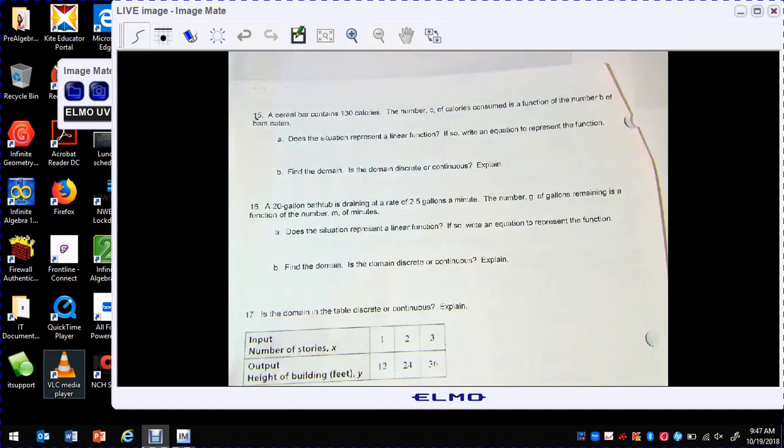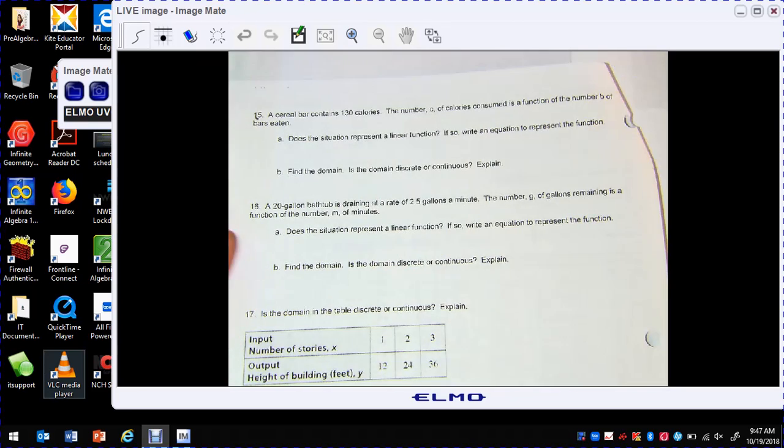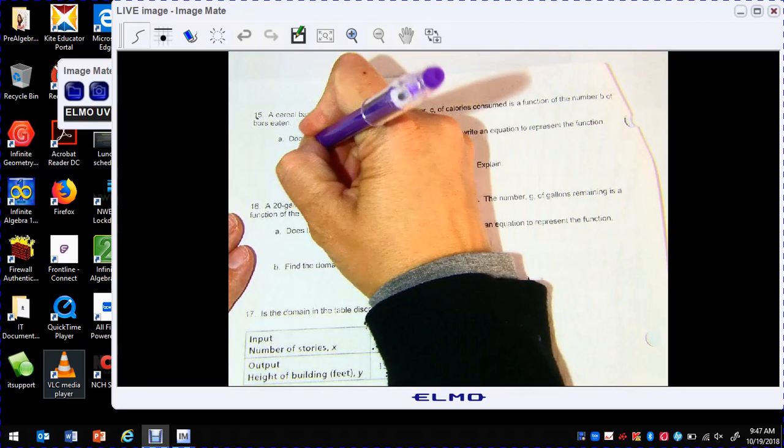Okay? So now instead of it giving me the actual equation, I need to make the actual equation and be able to find my domain. Okay? So a cereal bar consists of 130 calories. C is the number of calories consumed in the function, and B is the number of cereal bars eaten. So we want to know if this represents a linear function, and if so, we want to write the equation. So I would say yes, it's linear, because for every bar eaten, it's going to be another 130 calories. That's not changing, so it's a constant rate of change. So yes, I'm going to say it's linear.